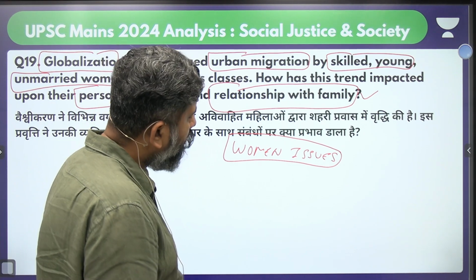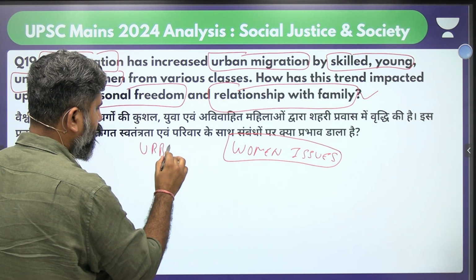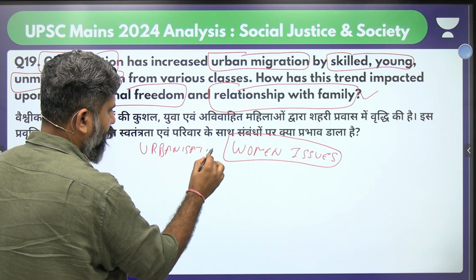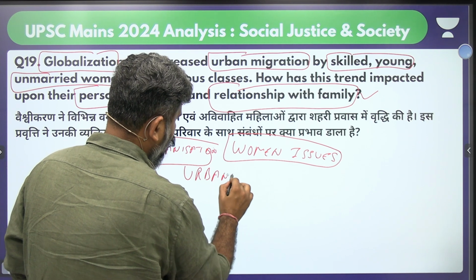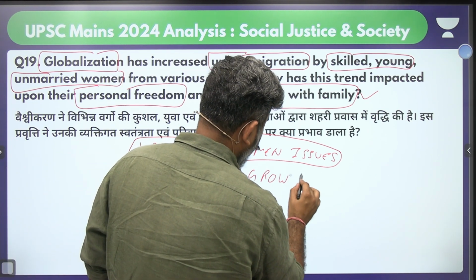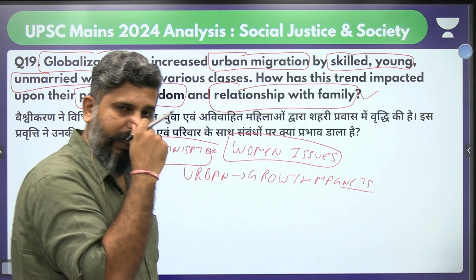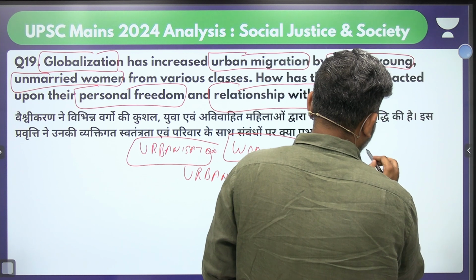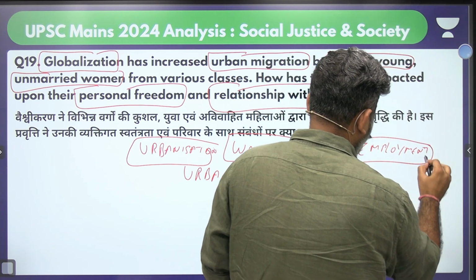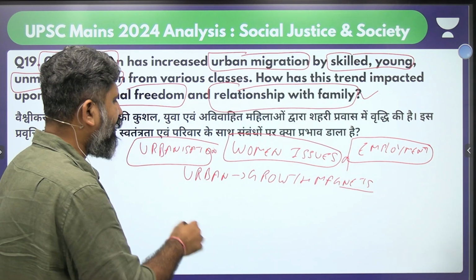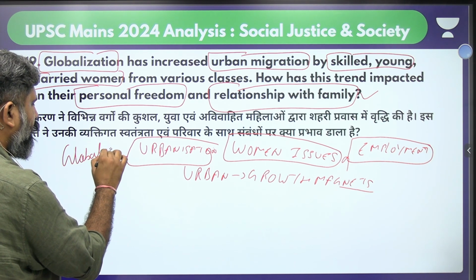If you look at this question, the idea is, let's say, urbanization itself. Urbanization leads to what? The urban areas becoming growth magnets. These are the areas where you have the highest employment opportunities. Agree? And urbanization as a process has been expedited by the idea of globalization. Everybody agrees to this idea.